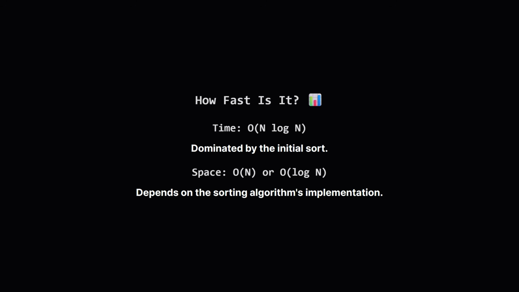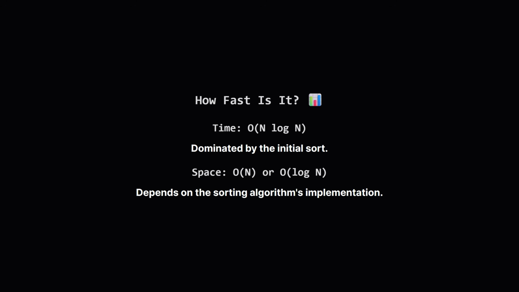So how efficient is this solution? Let's talk complexity. The most time-consuming part of our algorithm is the initial sort. Sorting a list of n items typically takes n log n time. After that, our loop just goes through the list once, which is order n time. So the overall time complexity is dominated by the sort, making it big O of n log n. This is very fast and efficient.